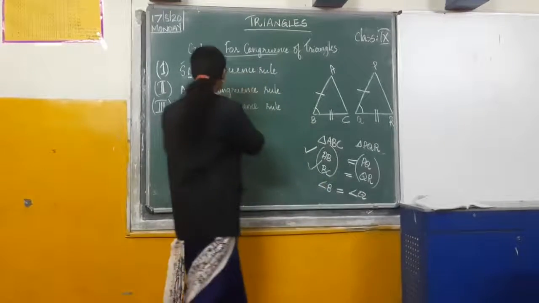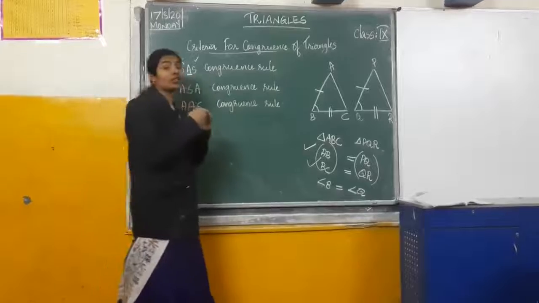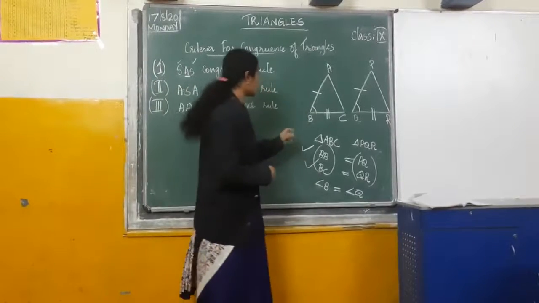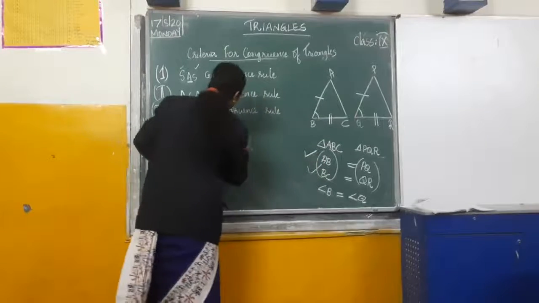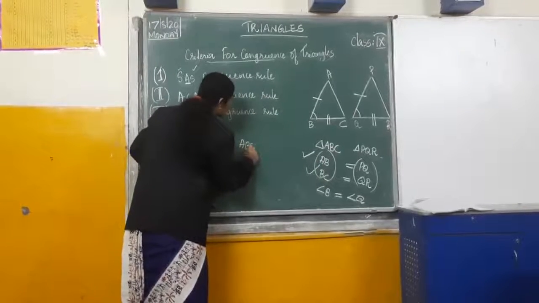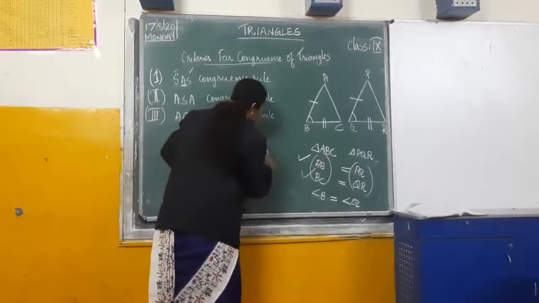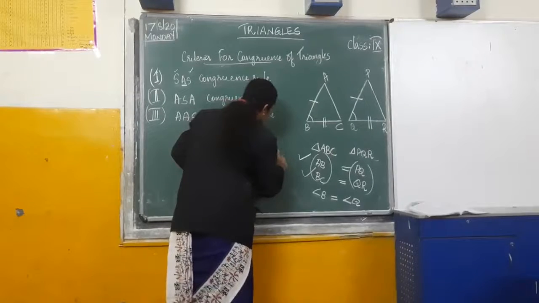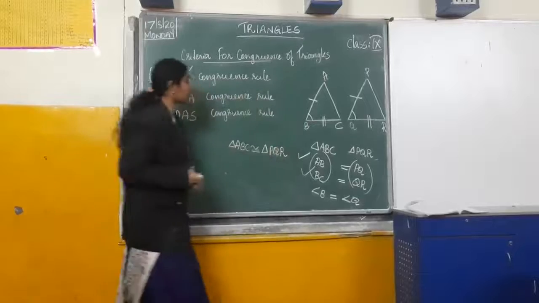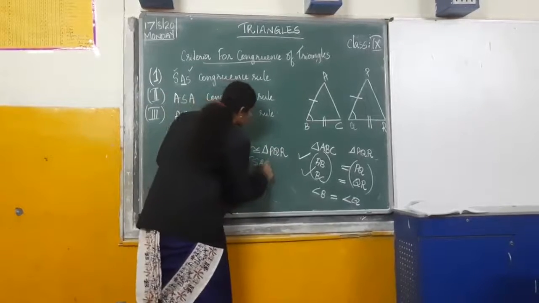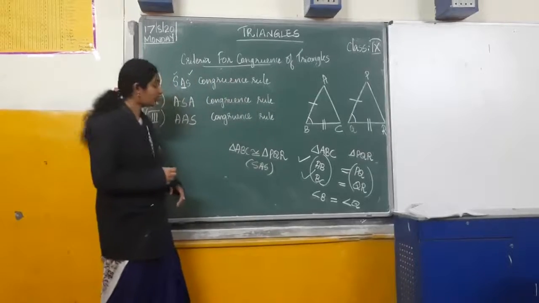Means by the SAS congruence rule, what can you say? The two triangles are congruent. So you can say triangle ABC is congruent to triangle PQR. And the reason to give is by SAS congruence rule.